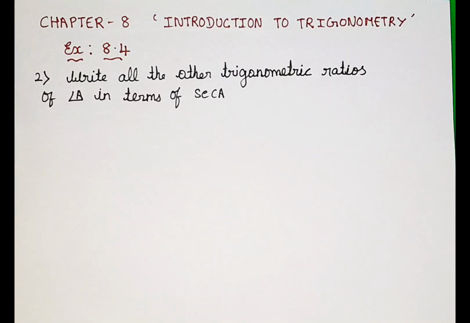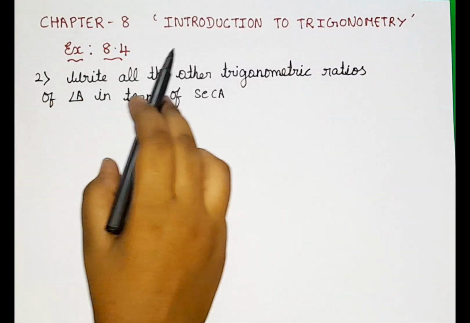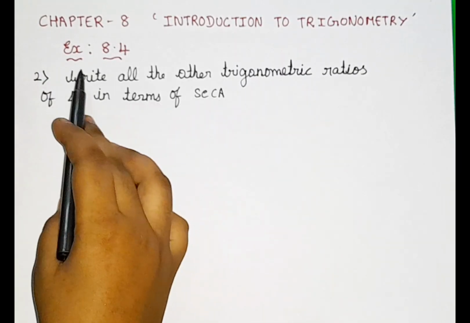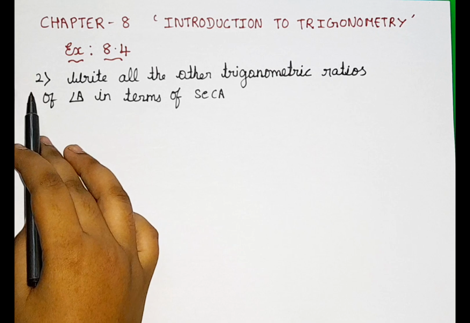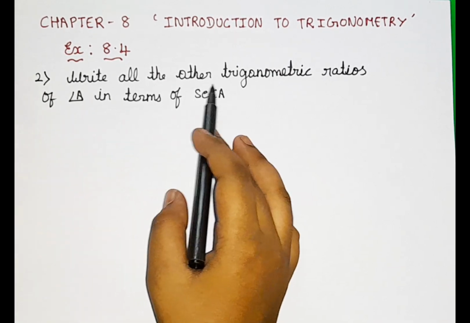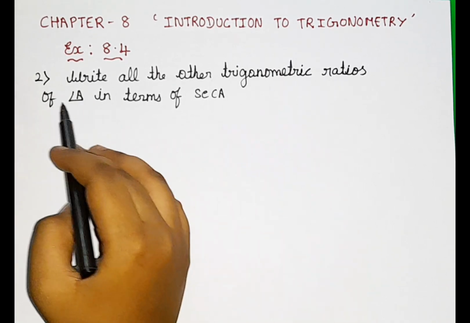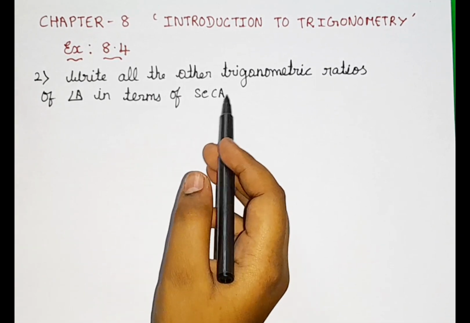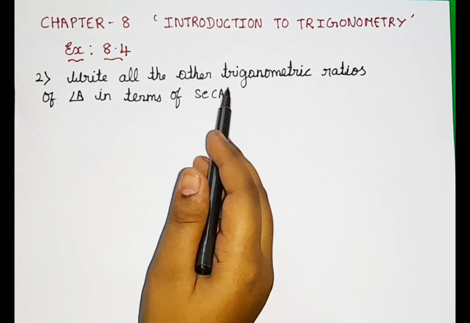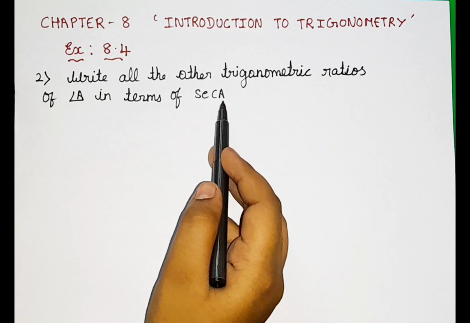Today we are going to be learning Chapter 8 Introduction to Trigonometry, Exercise 8.4, second question. Alright, now let's read the question. Write all the other trigonometric ratios of angle A in terms of secant A. Okay, so we have to convert all the trigonometric ratios in terms of secant A.